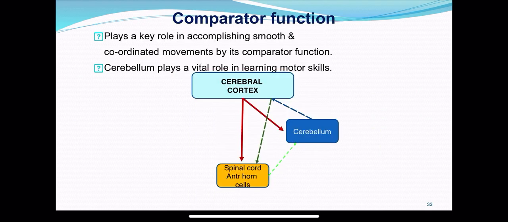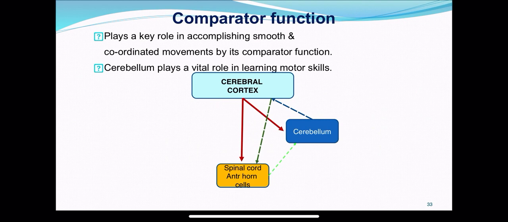Comparator function is a very important function of the cerebellum. It plays a key role in accomplishing smooth and coordinated movements by its comparator function. What is this comparator function? It works almost like a family situation. You can see three components labeled here: cerebral cortex, cerebellum and spinal cord anterior horn cells.